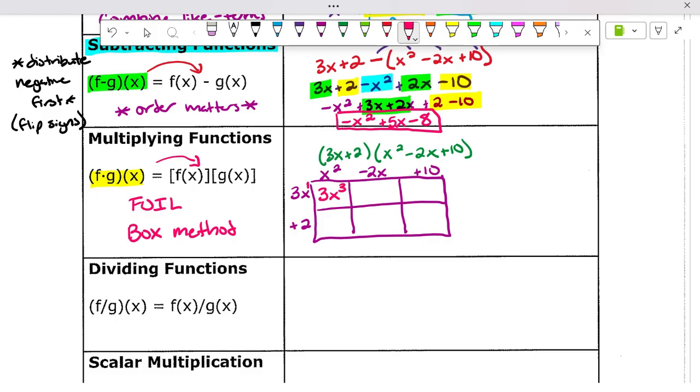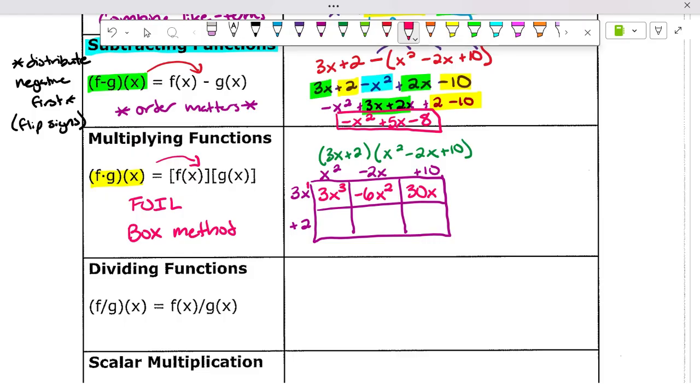And then you just go down the line. So this next box lines up with 3x and negative 2x. So what's 3 times negative 2? Negative 6. What's x times x? X squared. The next box lines up with 3x and 10. So what's 3 times 10? 30. And then we still got the x, but there's nothing to multiply to it, so we just slap it on at the end.